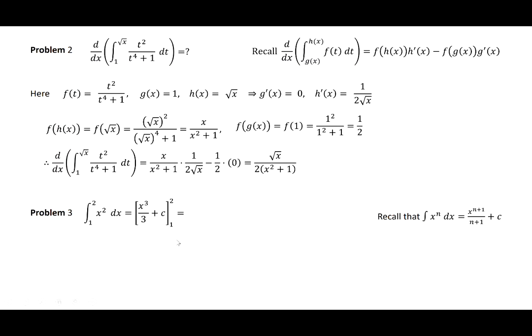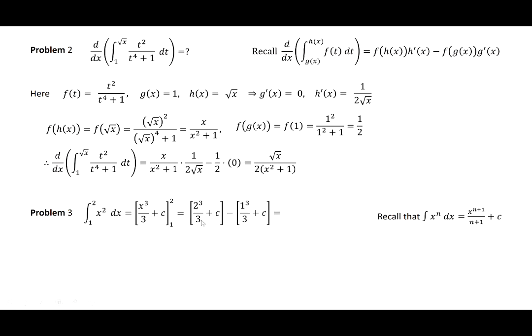Cool. Apparently, what is it that we need to do? Oh, now plug the upper limit 2 for x minus plug the lower limit 1 for x, right? So 2 cube over 3 plus c minus 1 cube over 3 plus c. Now, would you agree we have a plus c here and a minus when you distribute the negative? Minus c, plus c, minus c. That adds up to 0. Does that happen every time? You bet.